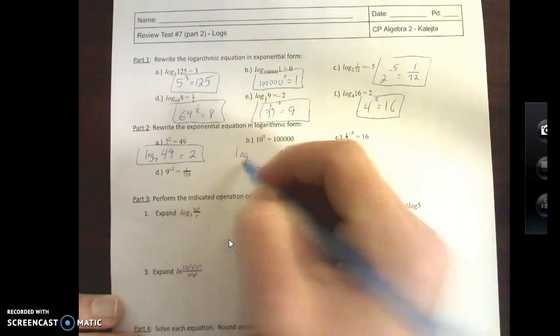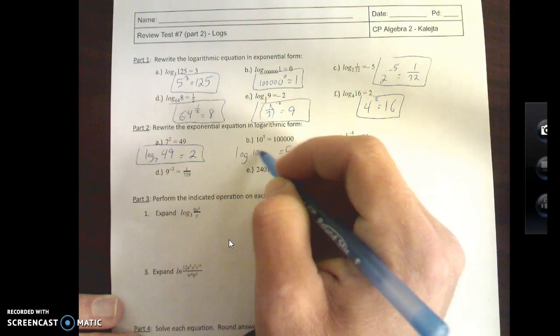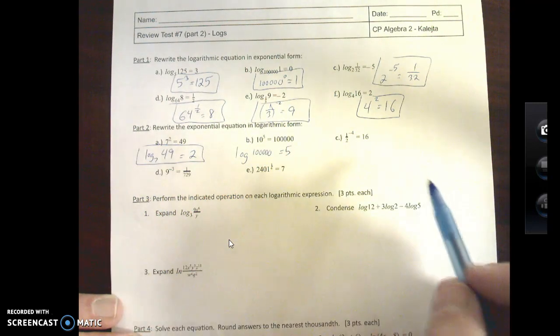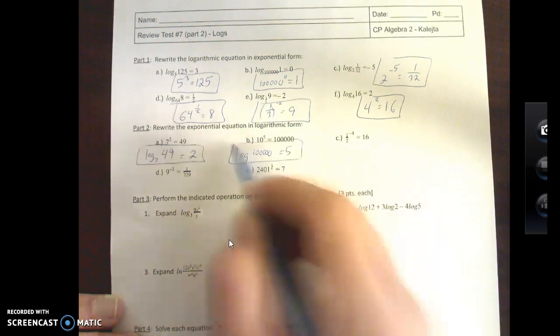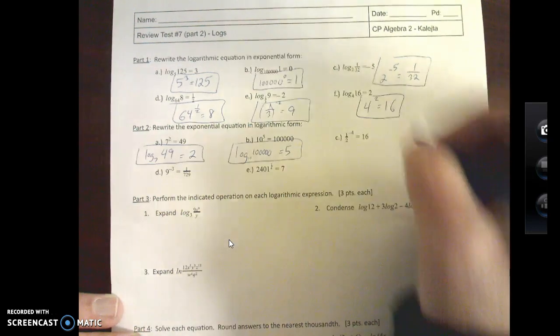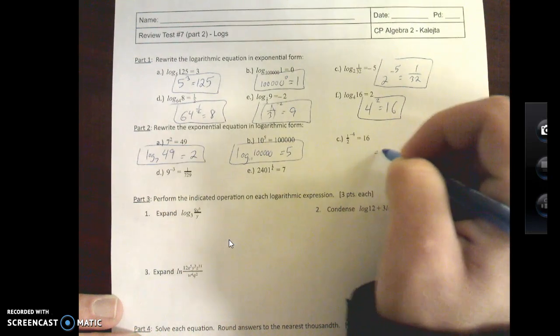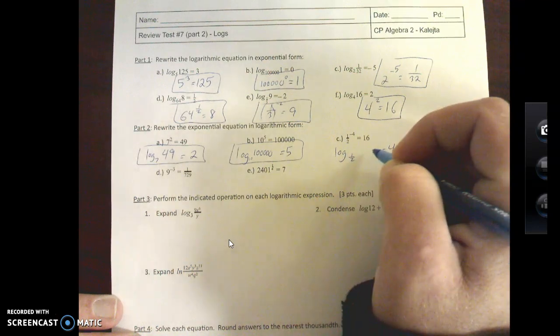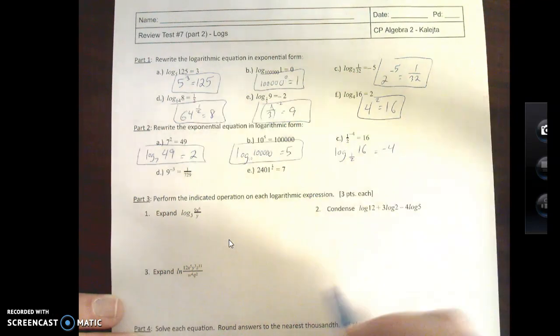Log base 10 is just log, and then you're looking at 100,000 right there. Okay? If you're wondering why I didn't put 10 here, because technically the 10 exists there without having to write it. Let's see here, equals negative 4, log base 1/2 of 16.